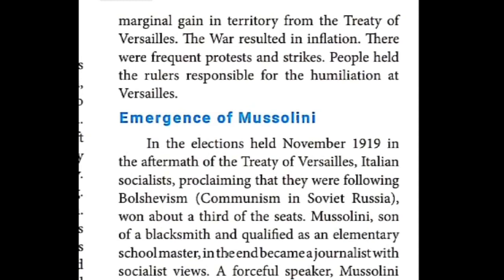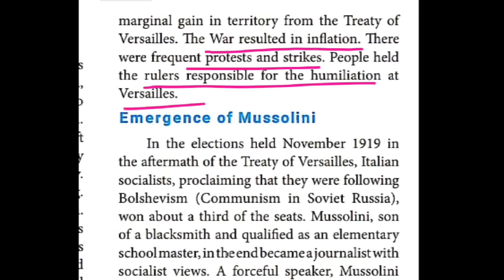So there were frequent protests and strikes, hartals. The war resulted in inflation, meaning price increases. There were frequent protests and strikes. So people held the rulers responsible. The Italians thought that the rulers were responsible for the humiliation at Versailles.